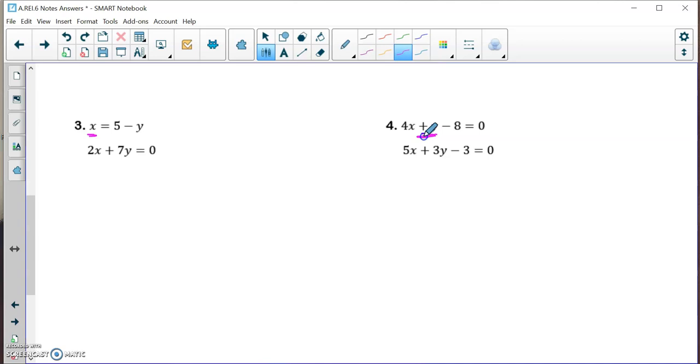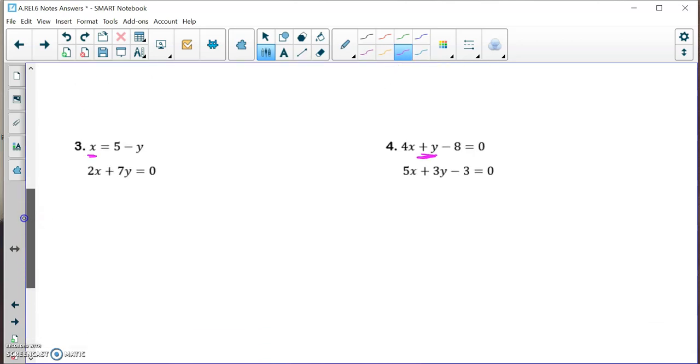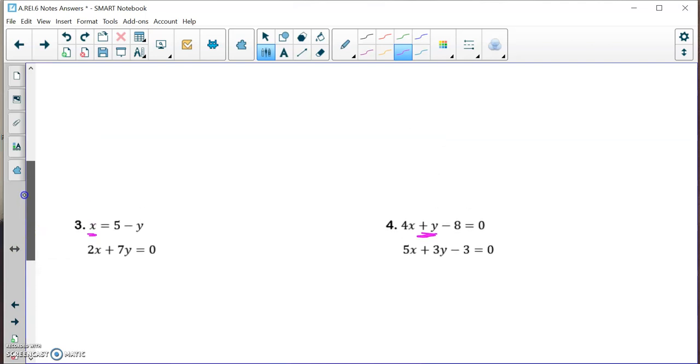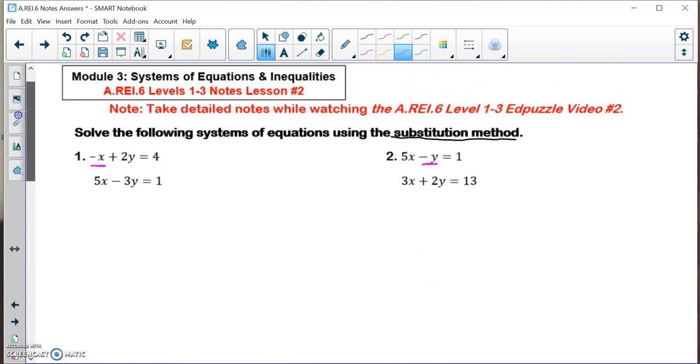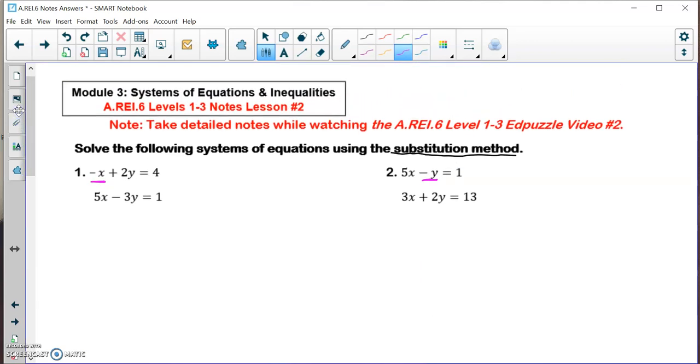variable to isolate. Now, there will come a time where you are given two equations and none of your variables have a coefficient of 1 or negative 1. So you would need to try to figure out which variable would be the best to isolate in that specific situation. But for right now, we're going to jump into the substitution method. So again, to start, you want to isolate one variable within one of your equations, which we're going to start to do in number 1.